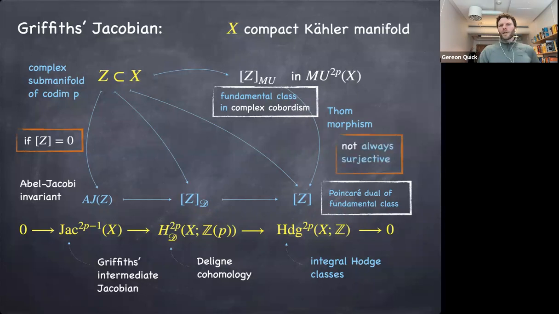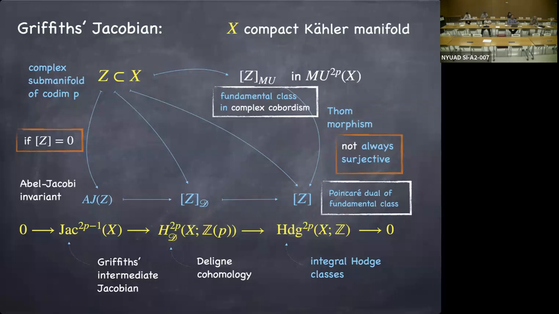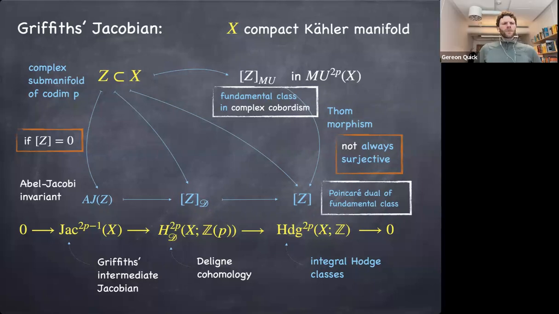And so we observe that if we have a complex submanifold, then it has a fundamental class in complex cobordism, and that has also then an image in integral Hodge classes. And so if you wanted to prove a surjectivity statement for all Hodge classes, then we would also need that the Thom morphism is surjective on these classes. And okay, so this doesn't even work when we look at a complex submanifold.